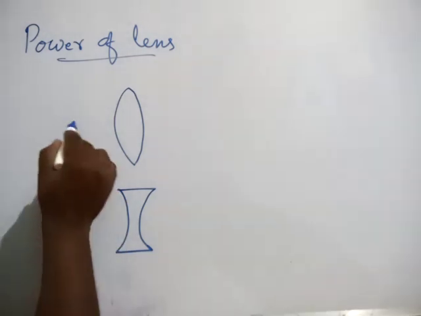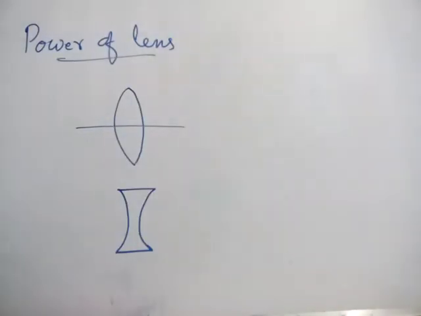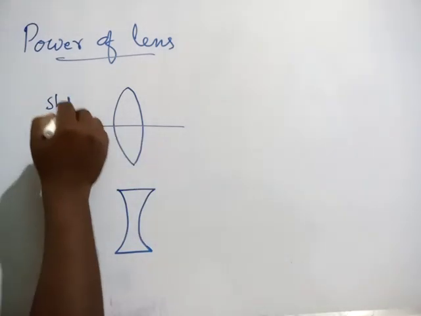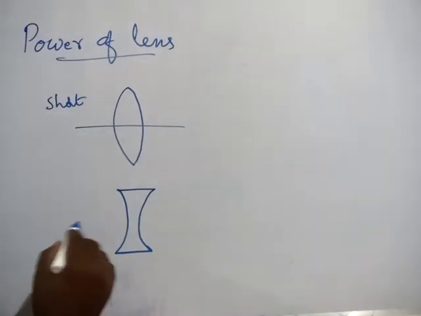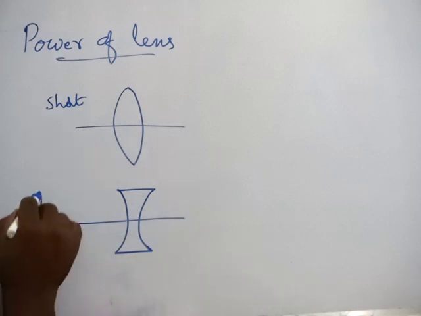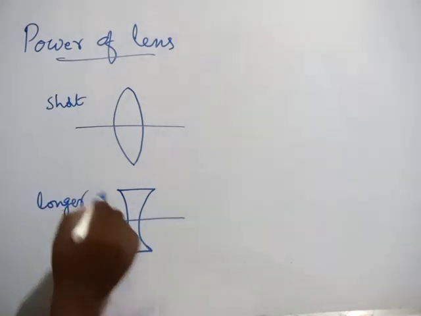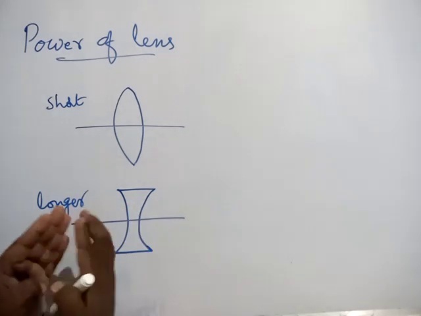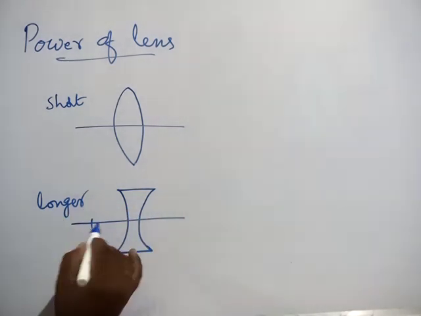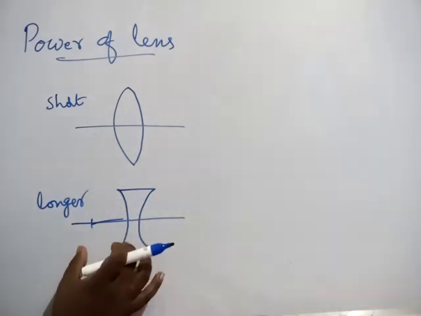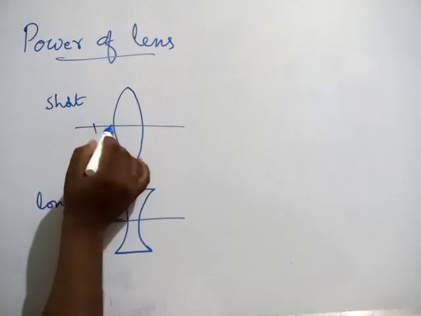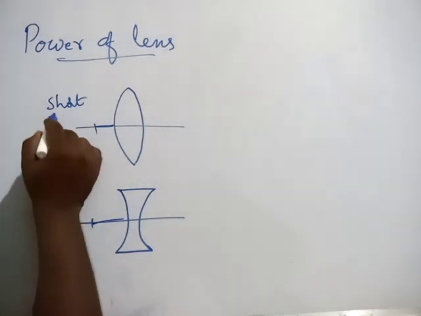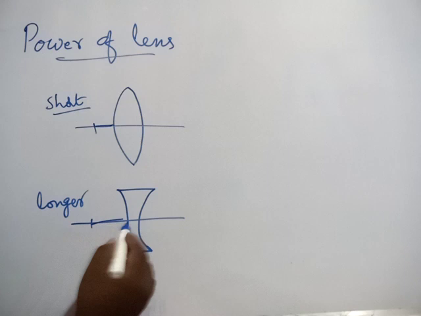Okay? Convex lens has shorter focal length. Concave lens has longer focal length. Focal length will be longer because this curve is inwards. That's why space will be more. For the same incidence, if you consider here, the extent is very less. So this one has shorter focal length, and this one has longer focal length.